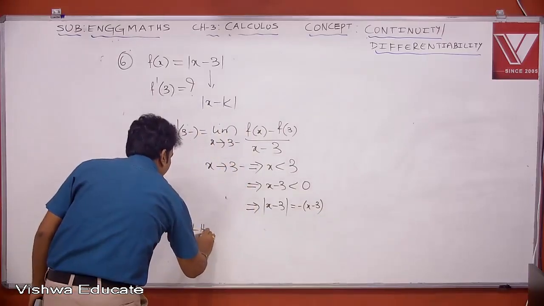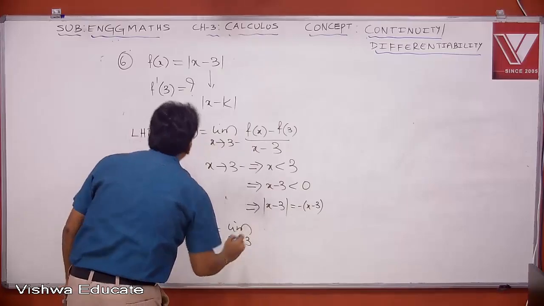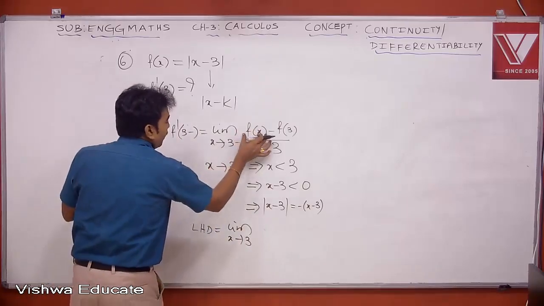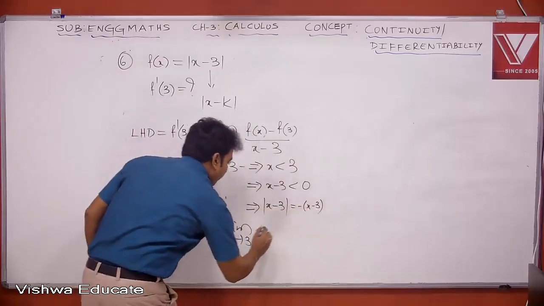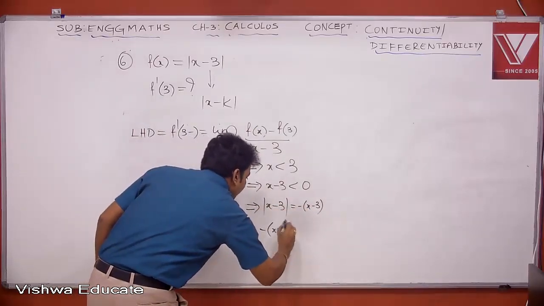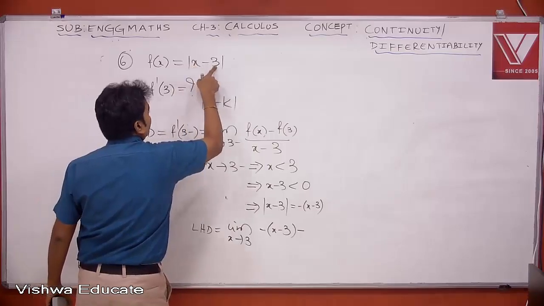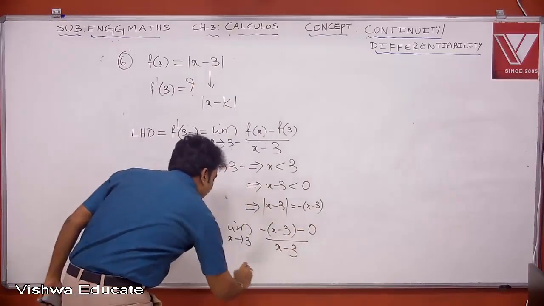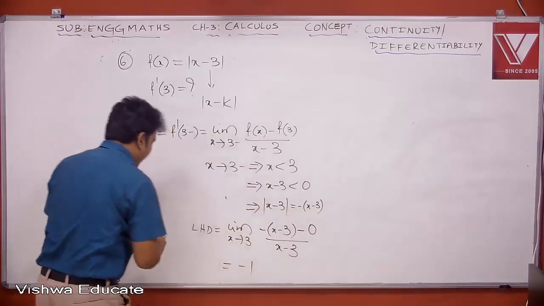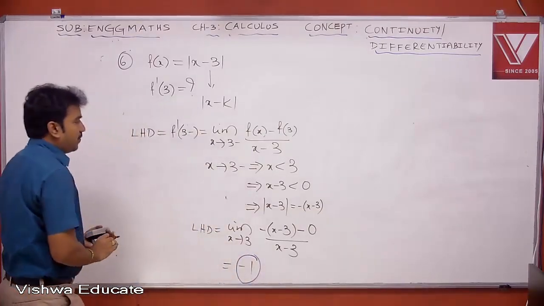Therefore, this LHD equal to limit x tends to 3. Now this f of x means this modulus of x minus 3, but this is simplified to minus of x minus 3, minus what is f of 3? Modulus of 3 minus 3, it is 0. Denominator is x minus 3. Therefore, this LHD is minus 1. Now this is a constant value which is minus 1.